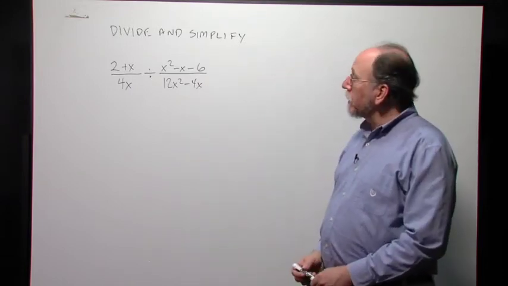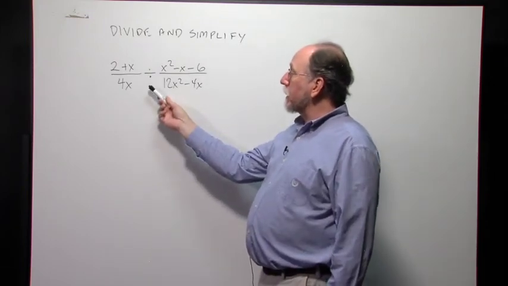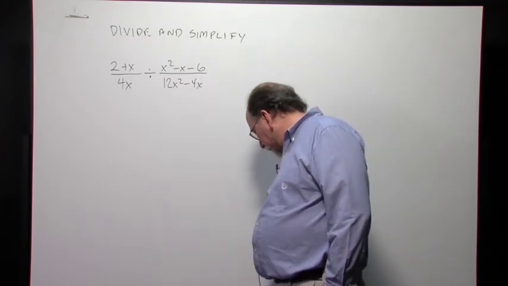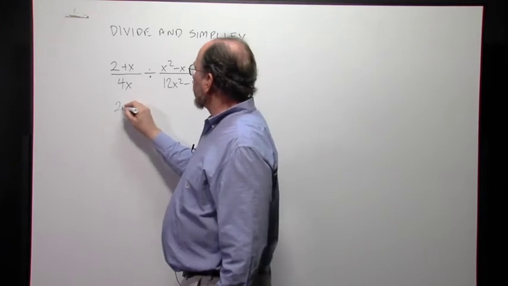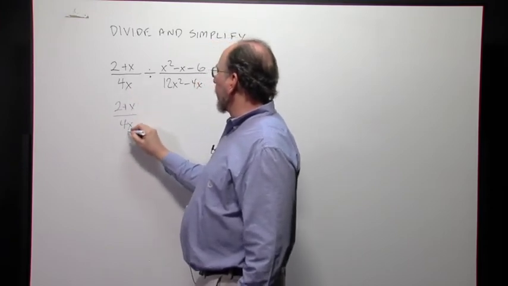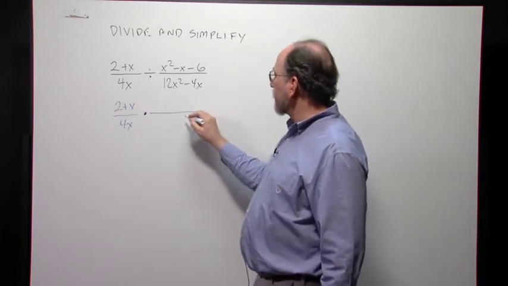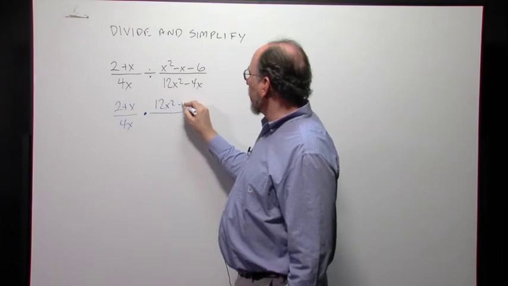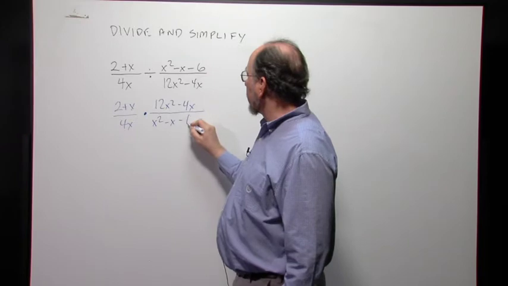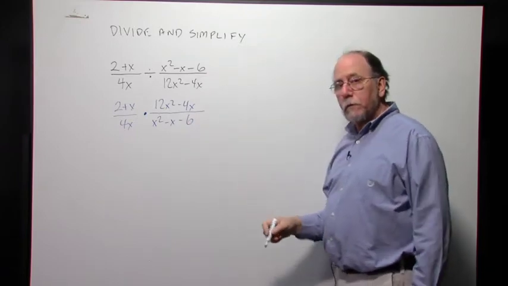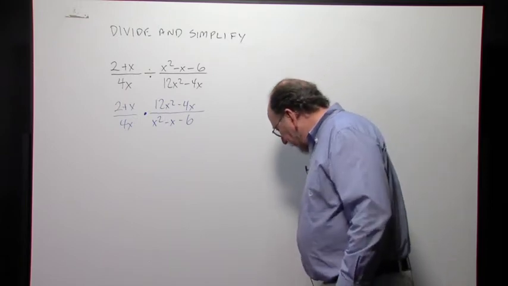The first part said take this division and copy the first one, put a multiplication symbol, and flip the second one. So I'm going to write it as 2 plus x divided by 4x, copied exactly the same, multiplication symbol, times 12x squared minus 4x over x squared minus x minus 6. So I reciprocated, I flipped the second one.